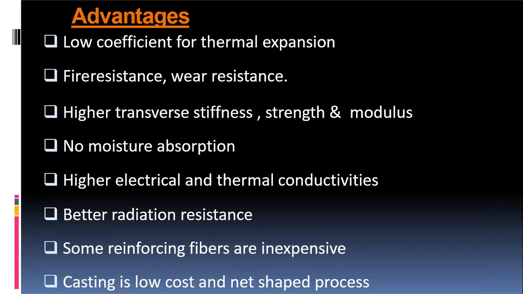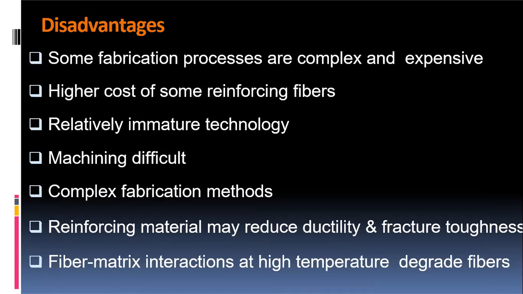Next one is the advantages. Advantages of these metal matrix composites. Different advantages have been seen, that is, casting is very low in structure, and there is no moisture absorption, and fire resistance. So these are some of the advantages.